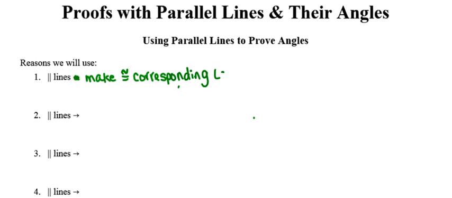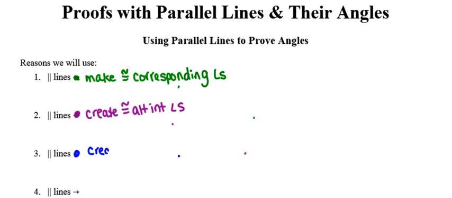So anytime you have a pair of parallel lines, you can always conclude that the corresponding angles that are formed are congruent. The second thing, anytime you have parallel lines, they will always create congruent alternate interior angles. So again, anytime you have parallel lines, you may conclude that the alternate interior angles that are created are congruent.